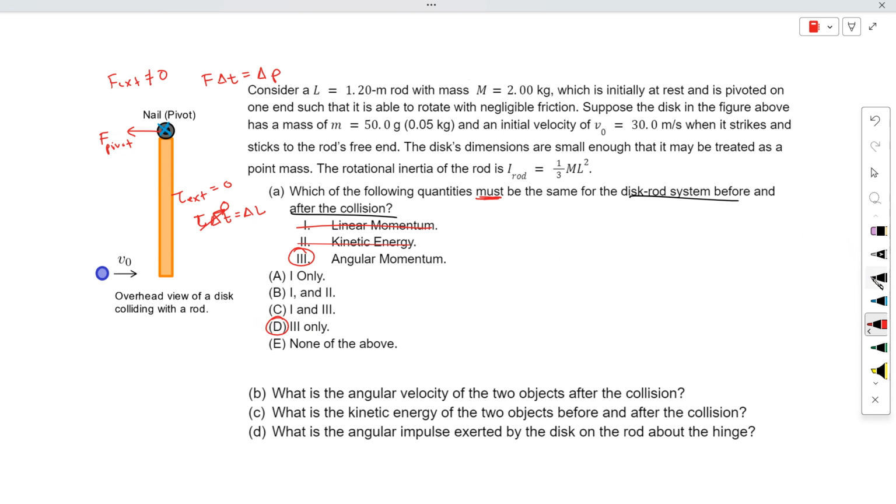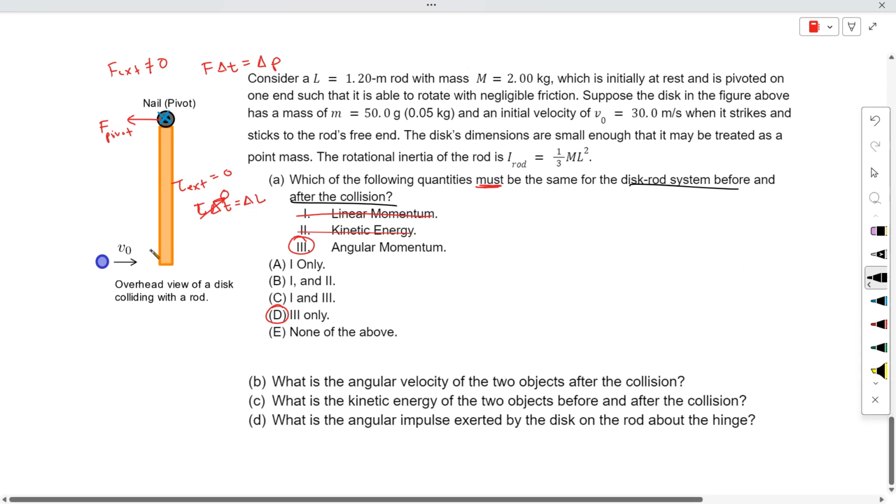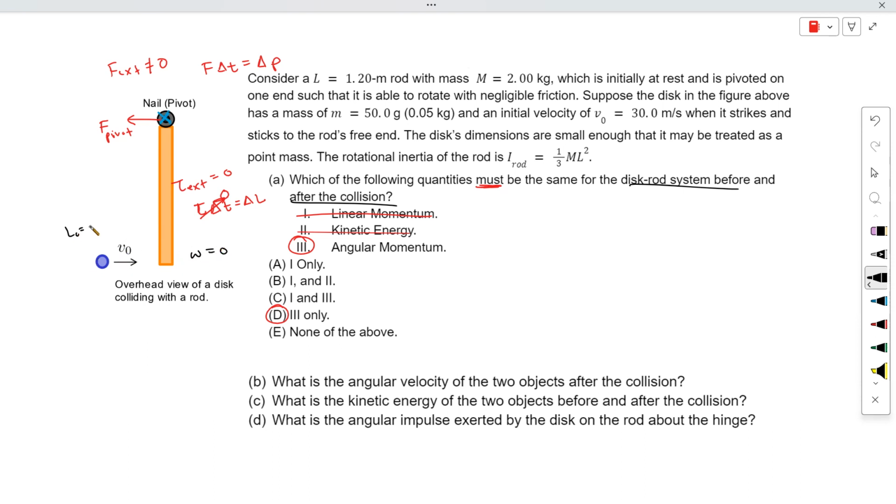Okay. What is the angular velocity of the two objects after the collision? All right. So now the angular momentum before is equal to the angular momentum after. So let's look at initially: this thing has no angular velocity, and then this thing has an angular momentum, which is mvr, and r refers to this distance here. So this is 1.2 meters, and then the v0 is 30. And then we know the mass, so we know the initial angular momentum.